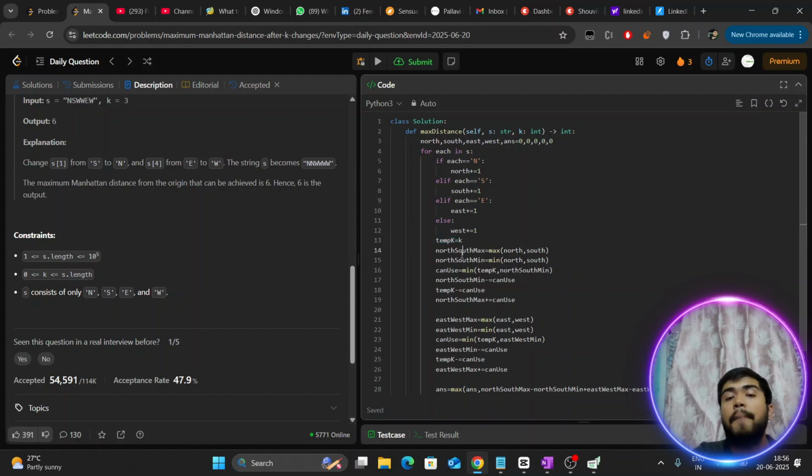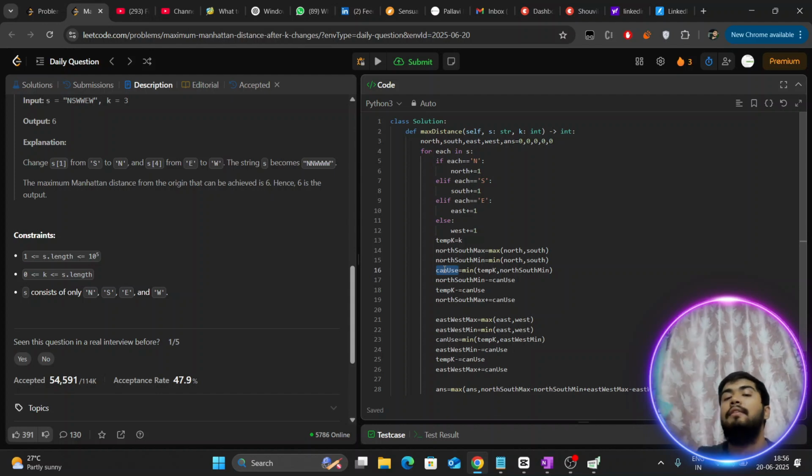Now north south max of my north south. North south mean of my north south. What I can use is nothing but the mean of my temp k and north south mean. Minimum of my temp k and north south mean. Whichever is minimum, I can use that many togglings. So I have defined my toggling count.